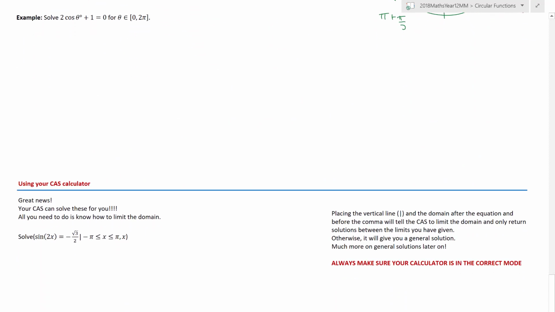Last one here, solve 2 cos theta plus 1 equals 0. Now again, this is just a big fat trick. Whenever you see it equal to 0, just try and get the cosine on its own, or the sine on its own, or the tan on its own. So in this situation, writing this out as 2 cos theta plus 1 equals 0, I now know that 2 cos theta equals minus 1. So cos theta equals minus 1/2. There we go. So I can now say that theta is equal to inverse cos of minus 1/2. Find my first value and then go on and solve.